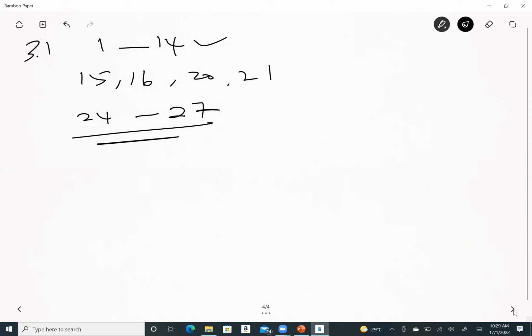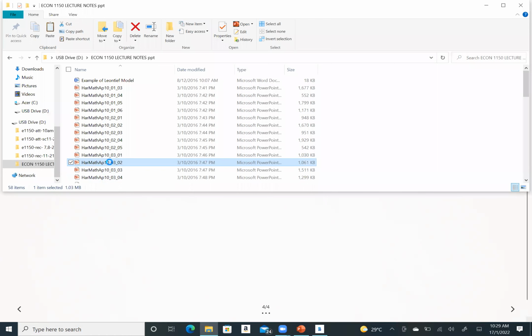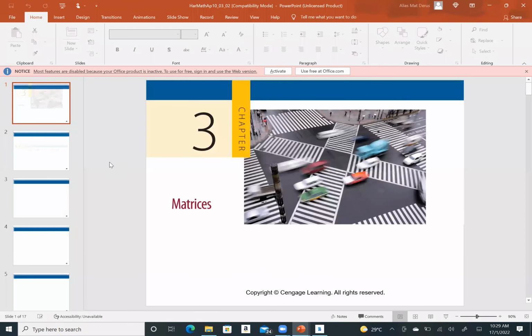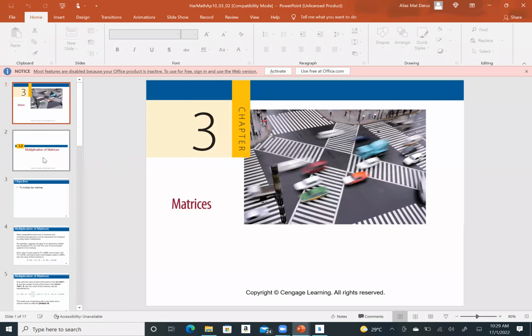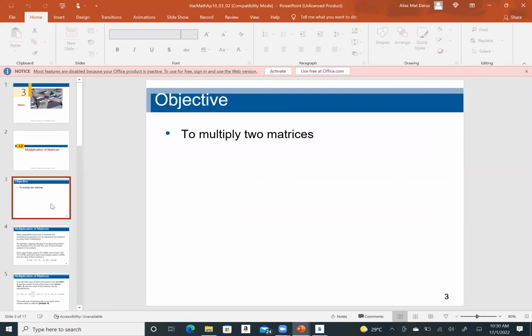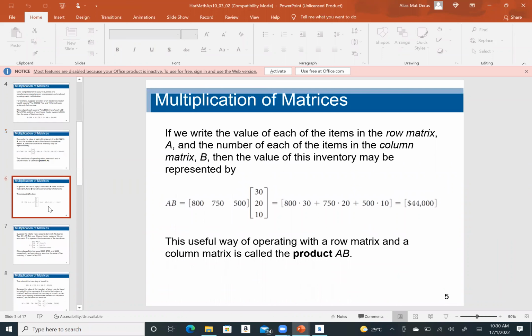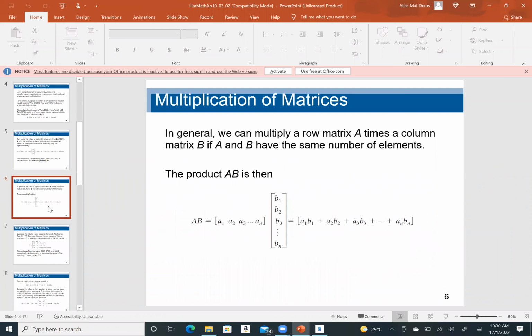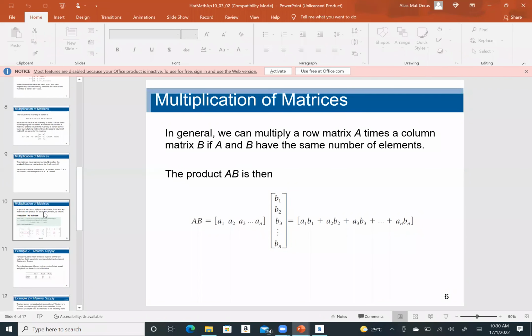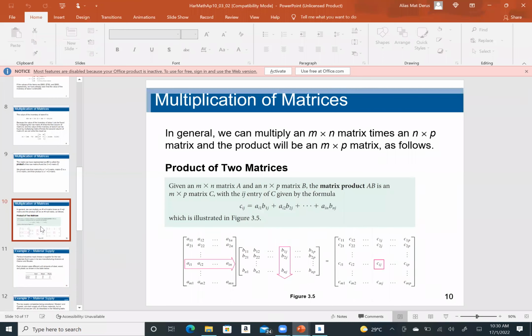Now we go to 3.2. 3.2 is multiplication. Multiplication is not so straightforward. So let me show you the rule. Okay, a rule of matrix multiplication. Okay, multiplication of matrices. How to multiply two matrices. Okay, this is how you multiply matrices.